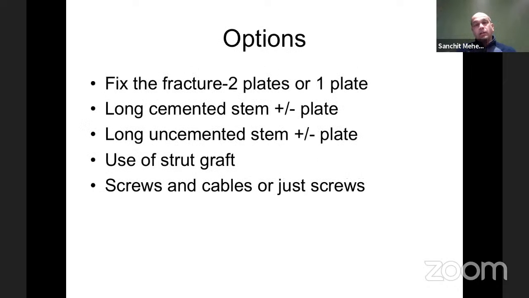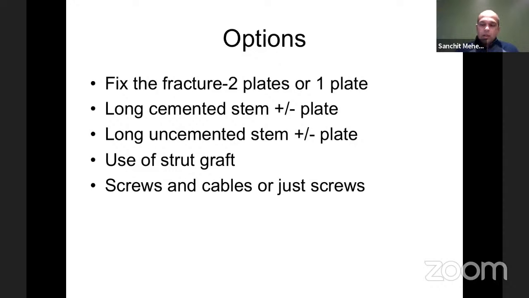Depending on that, this would be a B2 or B3 fracture because the bone stock proximally is poor and the stem is loose. You could still fix the fracture if the patient was comorbid. You could put in a long cemented stem and supplement it with a plate. You could go for a long uncemented stem and supplement with a plate, if necessary. You could use a strut graft. And then the discussion is between, do you use screws and cables? Does that give better fixation? Or go with just screws?